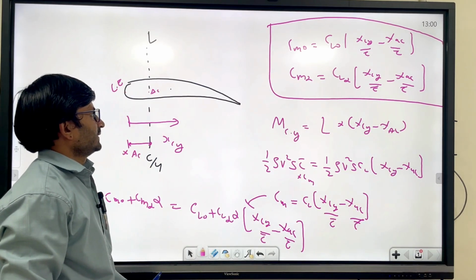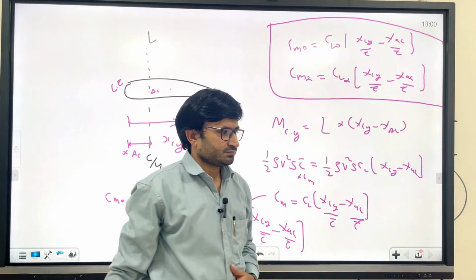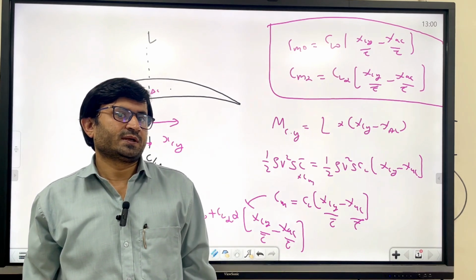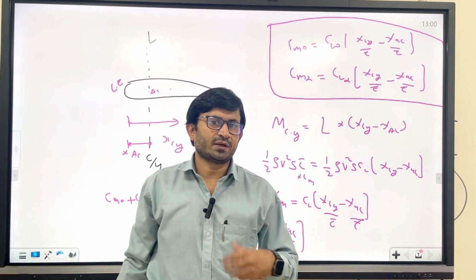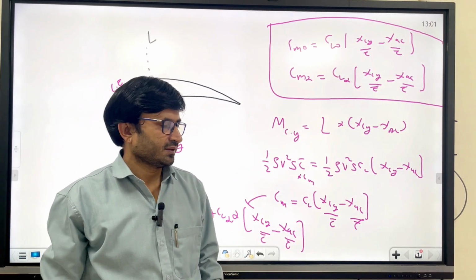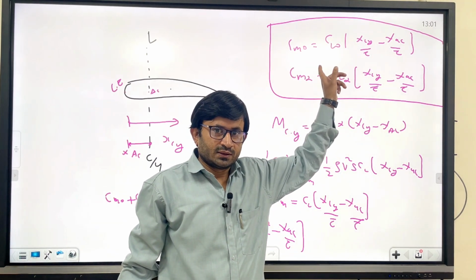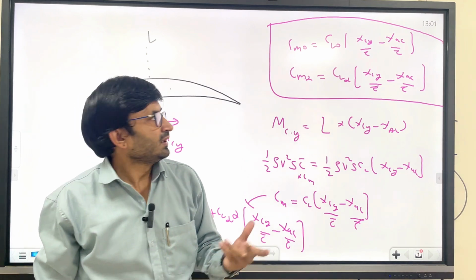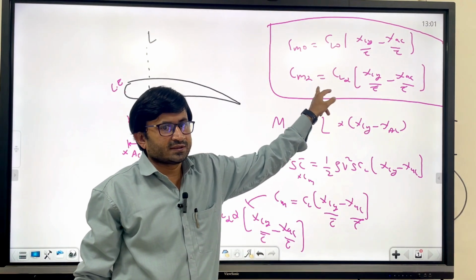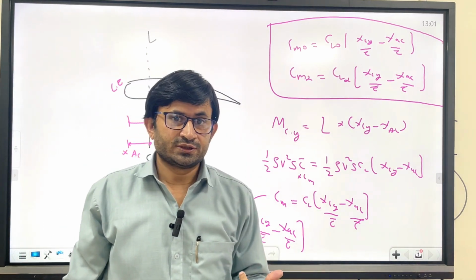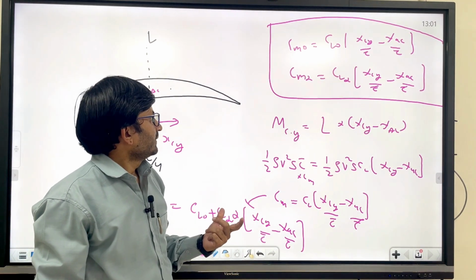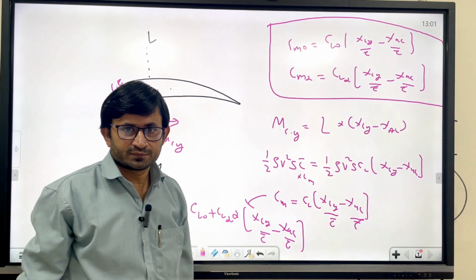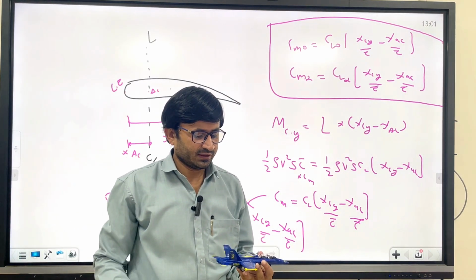This Cm naught tells you whether you can trim the aircraft at a positive angle of attack or not. If Cm naught is positive, you can trim the aircraft at a positive angle of attack. That is not a very necessary condition to make an aircraft stable, and this Cm alpha is the necessary condition in order to make a static stable flight. So how will you achieve Cm alpha negative? Why should Cm alpha be negative?